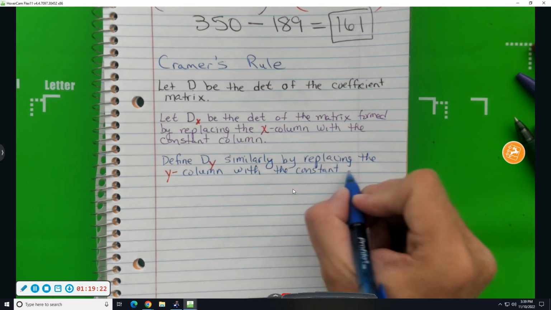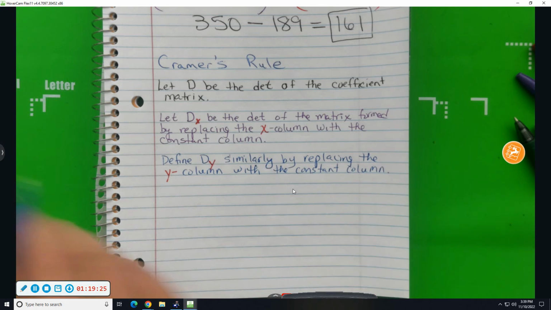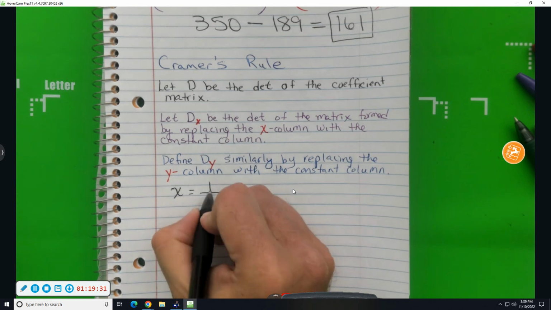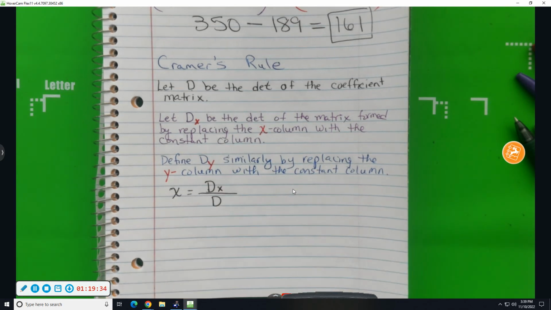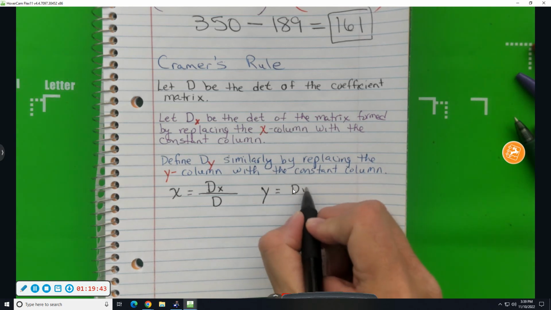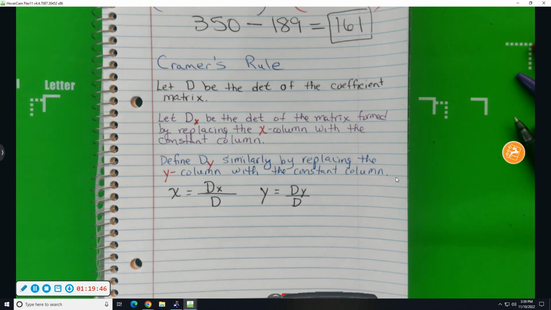And here's what Cramer is remembered for. Poor man. Why poor man? His name gets mentioned in every college algebra book in the world. Cramer was able to prove that x will always equal d sub x divided by d, and that y will always equal d sub y divided by d. x is dx over d, y is dy over d. You better not mess up on the determinant of the coefficient matrix, because if you do, your values for x and y are all going to be wrong as well.